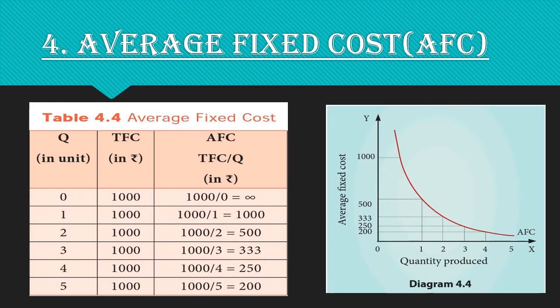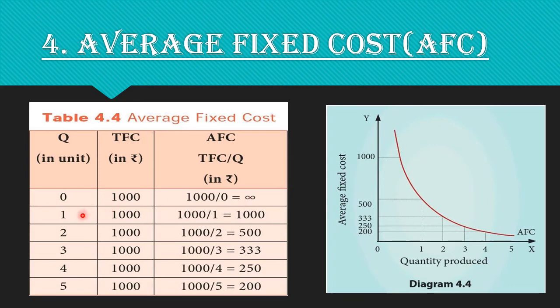So the next term is average fixed cost. What is average? Per head cost. So basically the formula to calculate average fixed cost is total fixed cost divided by the output unit. First, we produce nothing, but still we are dealing with the 1000 fixed cost. And what is the formula? Total fixed cost divided by the output. So here the fixed cost is 1000, but output is 0. So that's why the answer is infinity. We can't go for any amount.